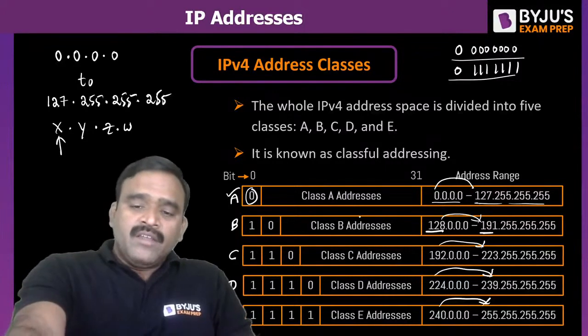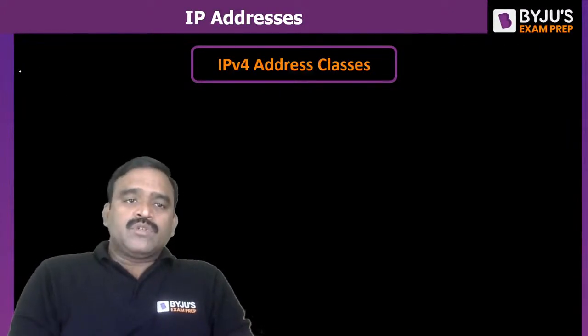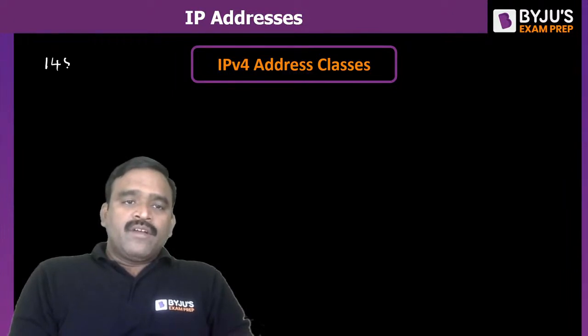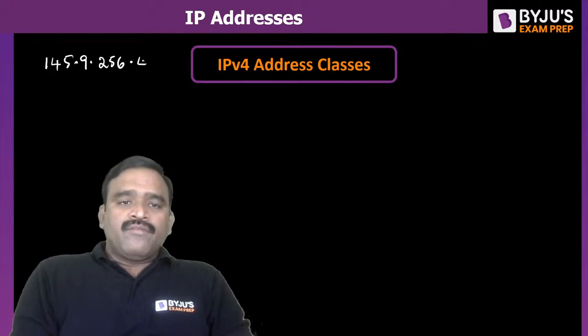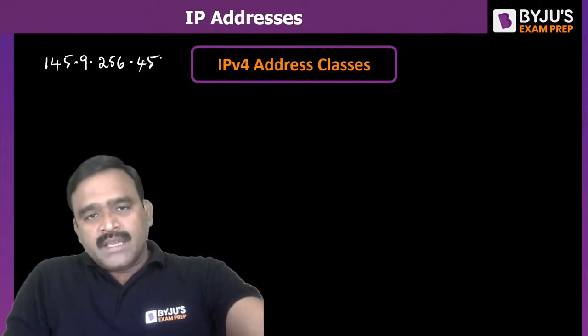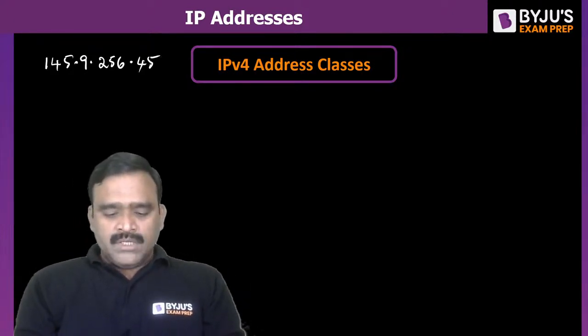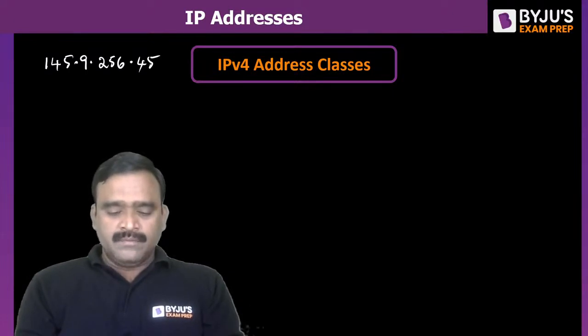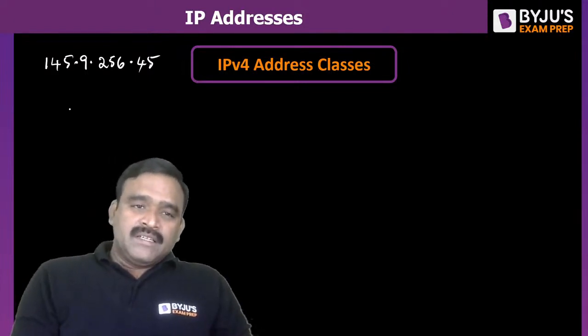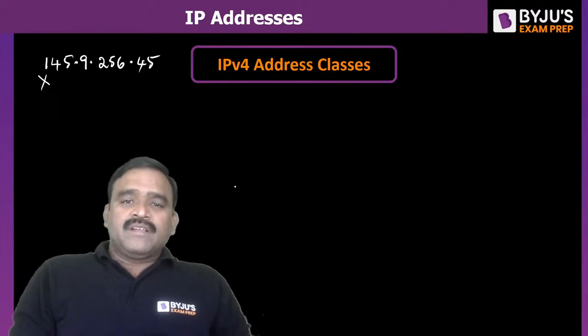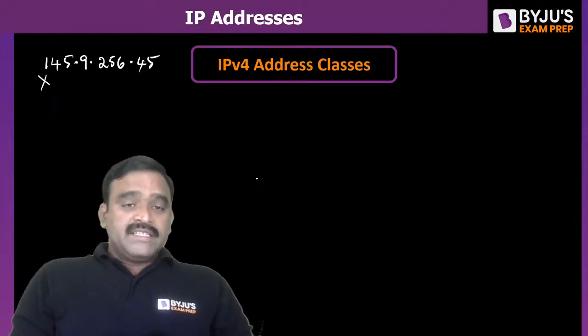For instance, if I give one IP address, for example 145.9.256.45, what is the class of this IP address? Can anybody tell me? Can you type? What is the class of this IP address? Yes. But this is an invalid IP address.